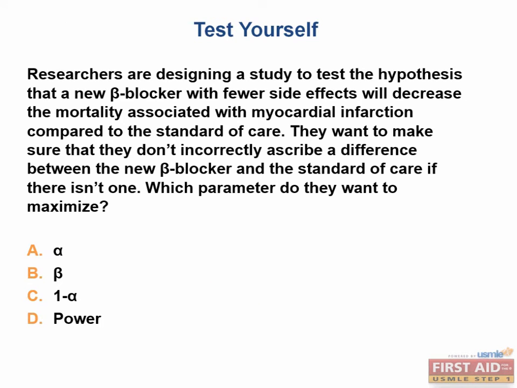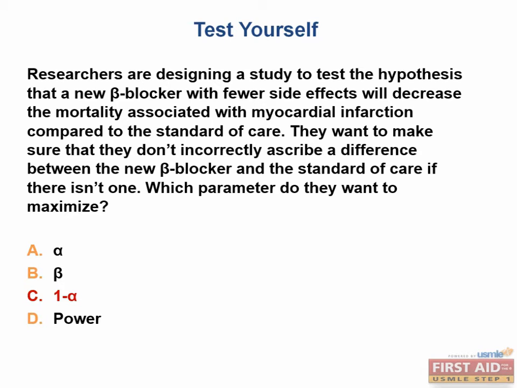Researchers are designing a study to test the hypothesis that a new beta blocker with fewer side effects will decrease the mortality associated with myocardial infarction compared to the standard of care. They want to make sure they don't incorrectly ascribe a difference between the new beta blocker and the standard of care if there isn't one. Which parameter do they want to maximize? Alpha, beta, 1 minus alpha, or power?